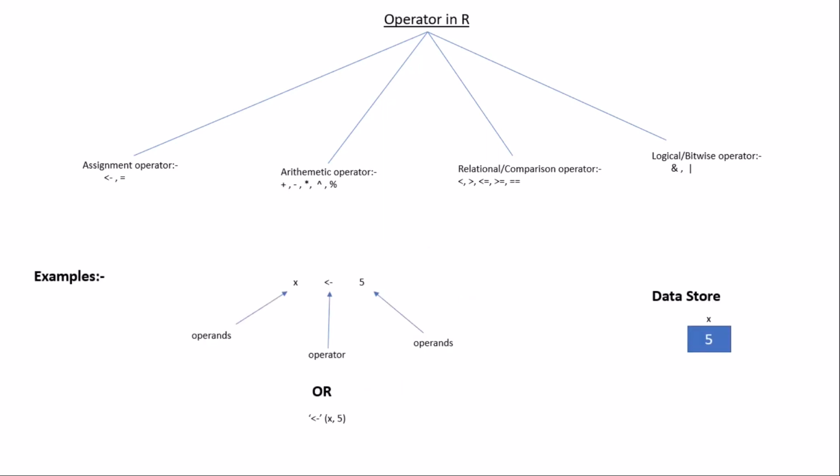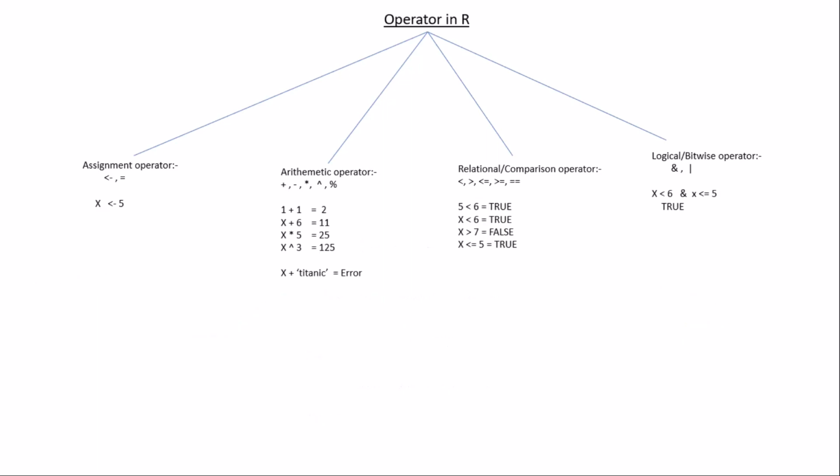This is the example. As you can see, I am using an assignment operator. There are two operands, x and 5. If you run this, it assigns a value, basically doing a data storing work. Or instead of this, you can also write it like that: first you write the operator in brackets, then in parenthesis you put operands x and 5. These are some examples. So if you want to use the assignment operator, you can use that also.